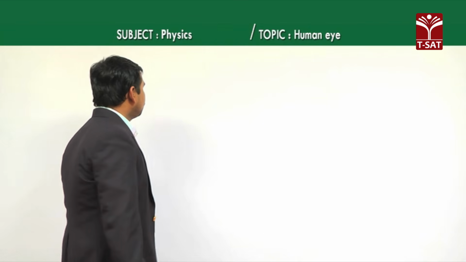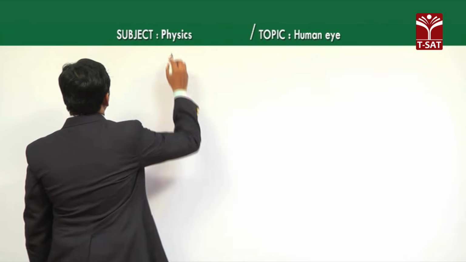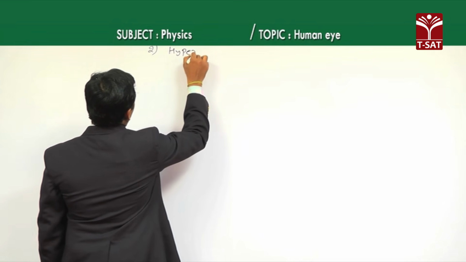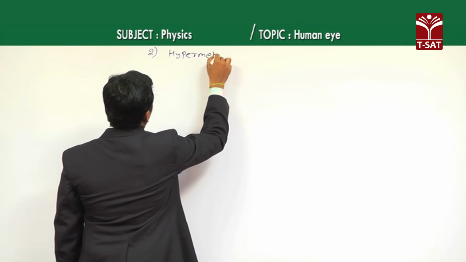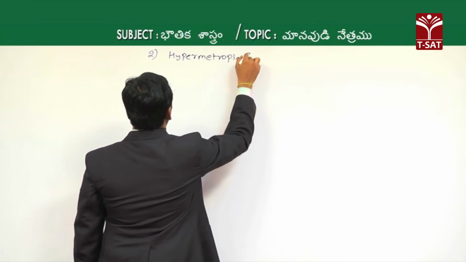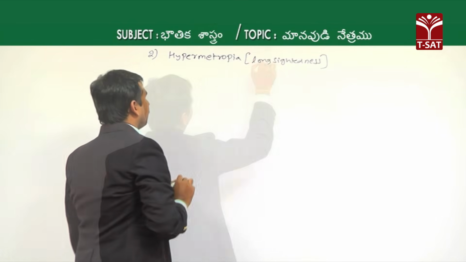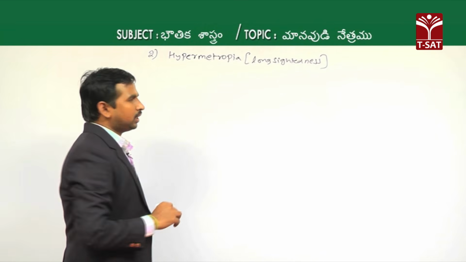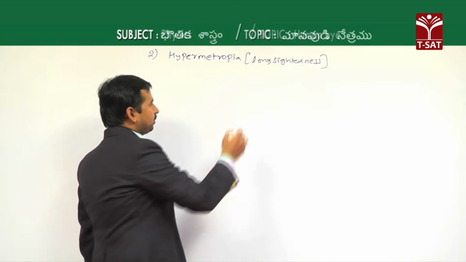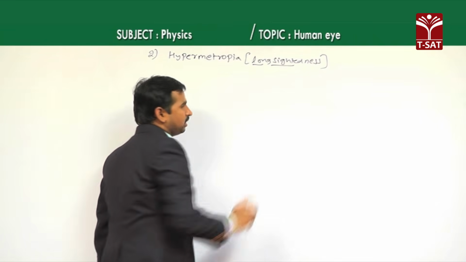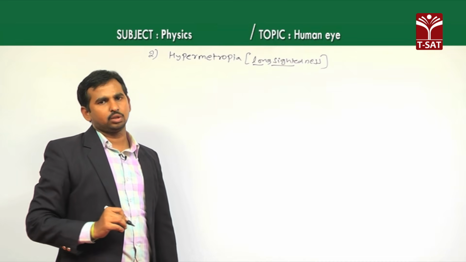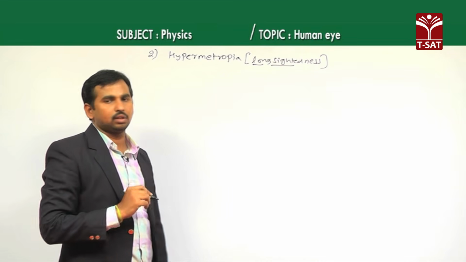Now we are coming to the next one, which is the second defect, called hypermetropia, which is also called long sightedness. When you say long sightedness, it means long sight, which means we can see the far distances very clearly, but not the near distant objects. That is the defect with this eyesight.